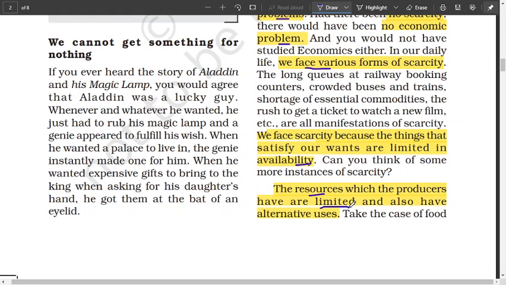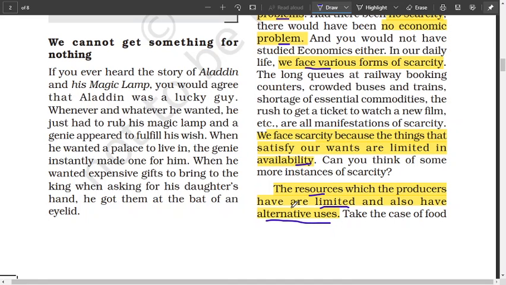And importantly, not only are these resources limited, but they also have alternative uses. Money, we talk about. Money is our resource. It's limited, it's scarce, but at the same time it can be used in many ways. You can buy this, you can buy that.